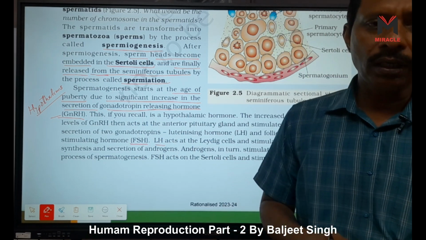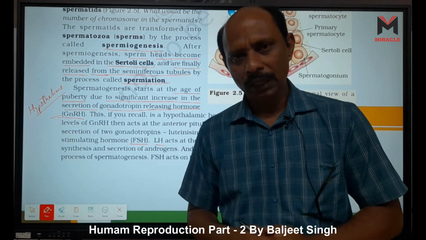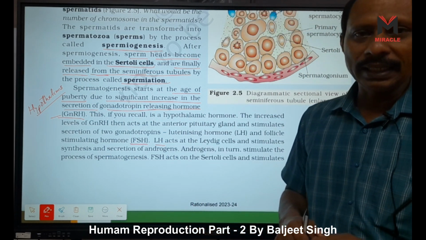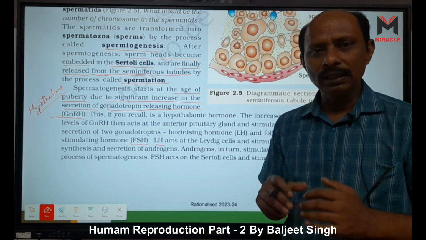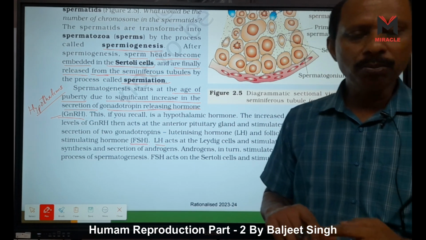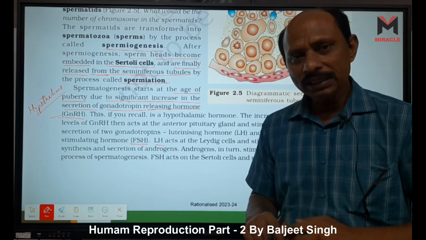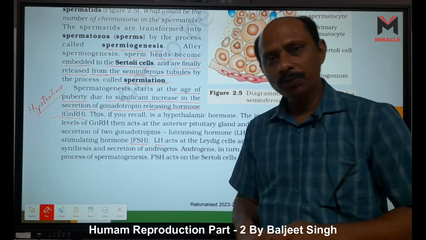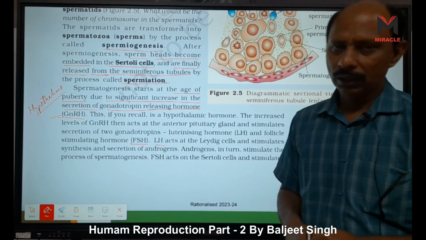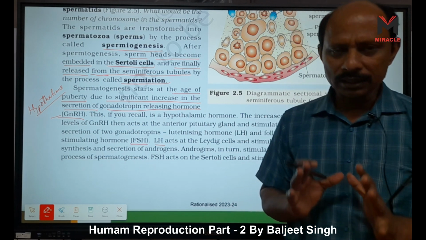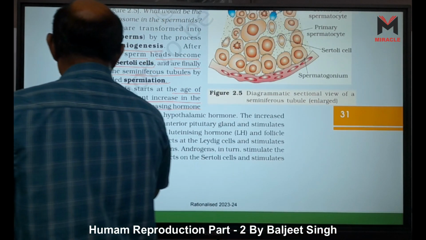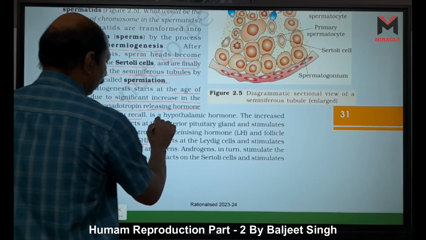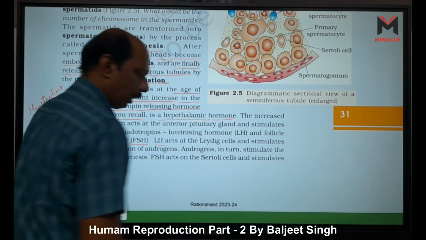FSH means follicle stimulating hormone. LH is also called ICSH. ICSH full form is interstitial cell stimulating hormone. LH means luteinizing hormone. Luteinizing hormone and ICSH are the same, right? GnRH, if you recall, is a hypothalamic hormone. Already I told you.